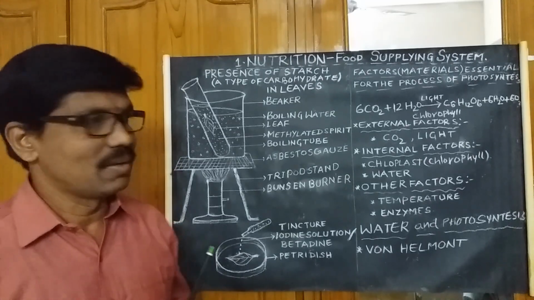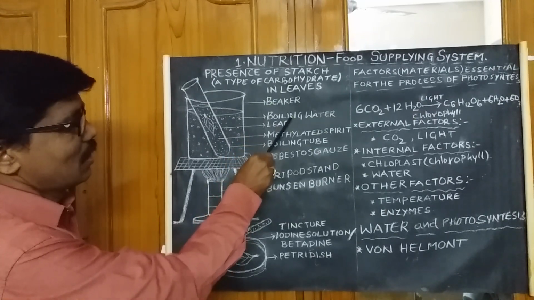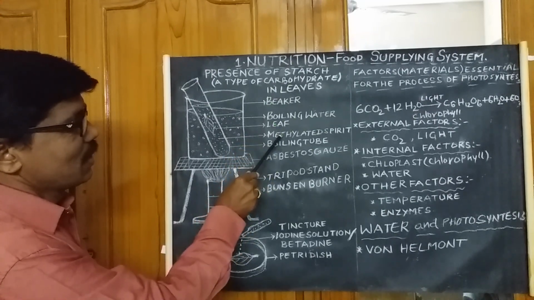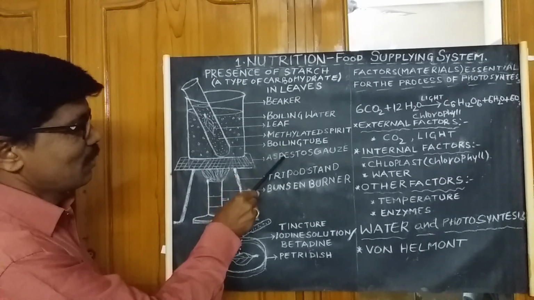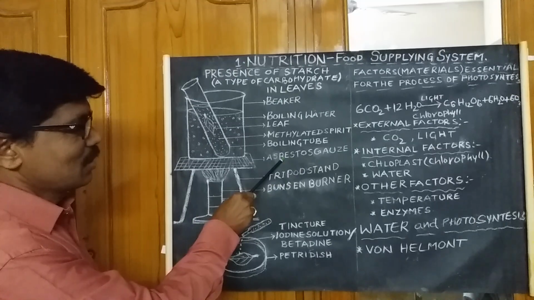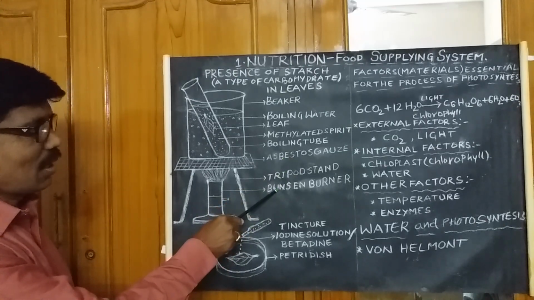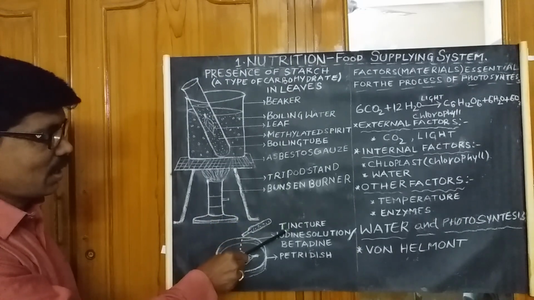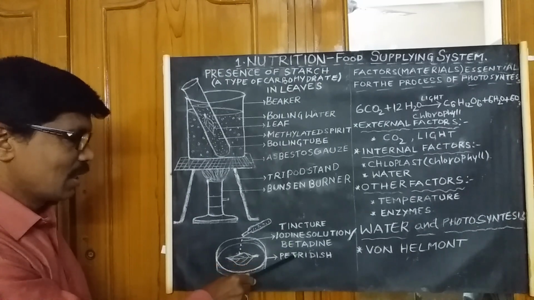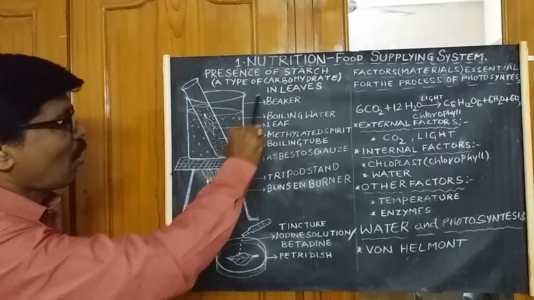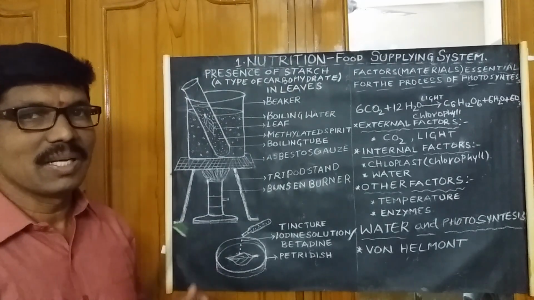Materials required: beaker, boiling water, leaf, methylated spirit, boiling tube, asbestos gauze, tripod stand, Bunsen burner, tincture iodine solution or betadine solution, petri dish. All these are important materials for this activity.